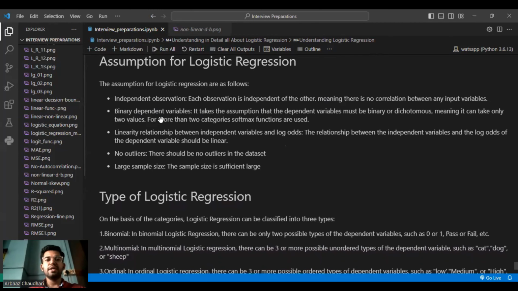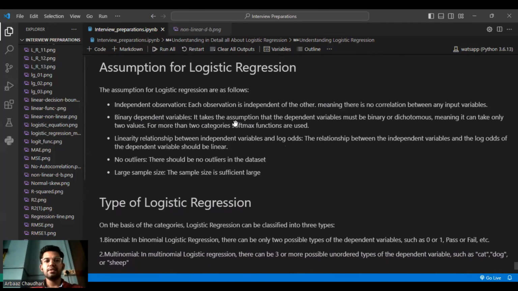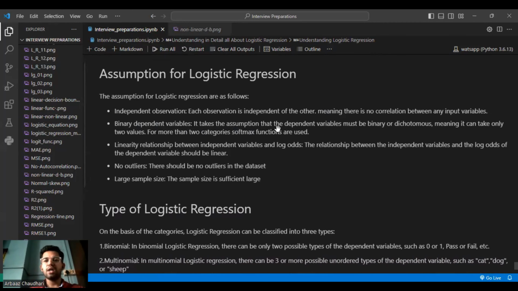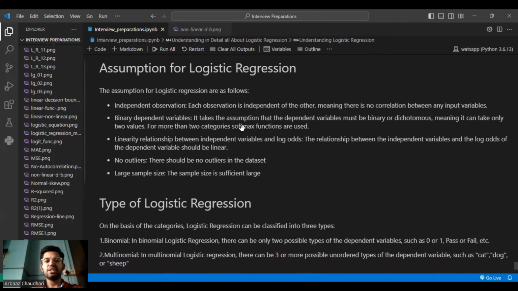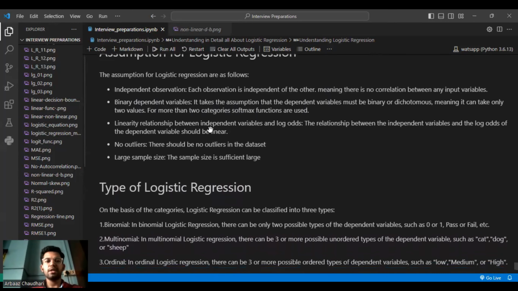And second, it should have a binary dependent variable, like yes or no, 0 and 1. This type of y should be there. These are the assumptions of logistic regression. Next, a linear relationship between the independent variables and the log odds: the relationship between the independent variable and the log odds of the dependent variable should be linear.